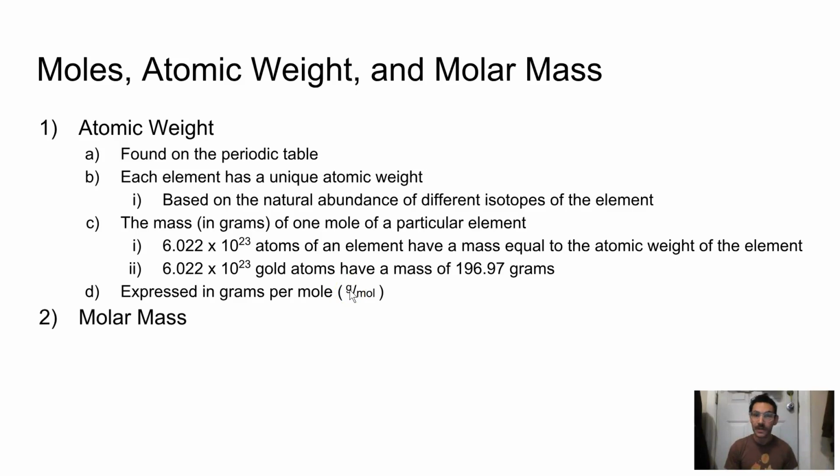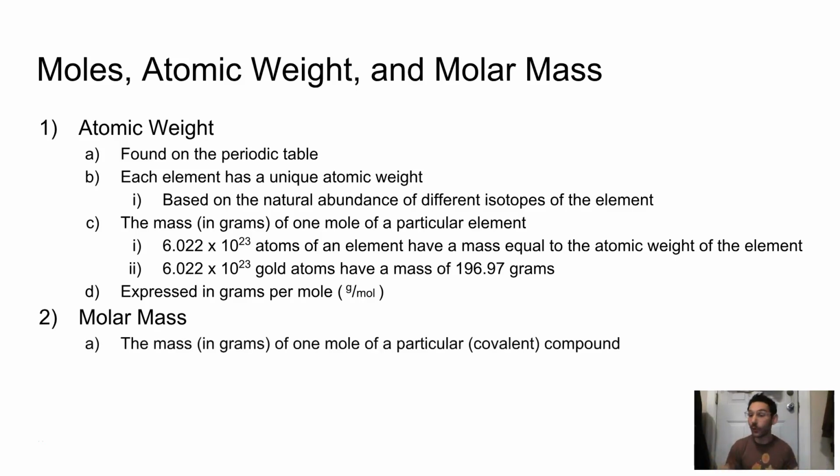Very cool. So this in itself is useful because we can then use it if we want to talk about compounds, because remember, compounds are made of multiple elements. So the molar mass is what we use to describe a compound. And usually this is particularly used for covalent compounds, but we're going to use it for all compounds most of the time. So again, this is the same thing as the atomic weight, except instead of describing a particular element, it describes a particular compound. So it's the mass in grams for 1 mole of a particular compound.